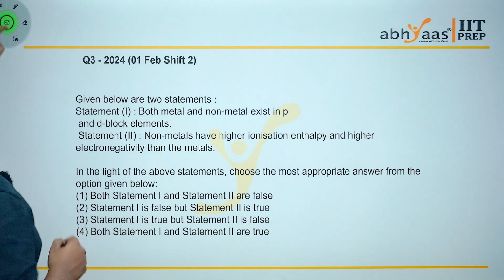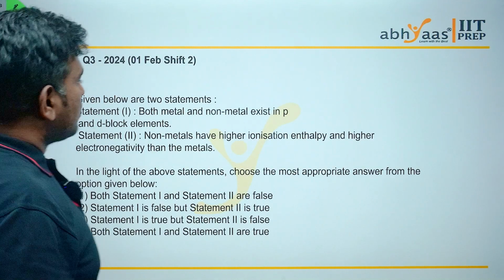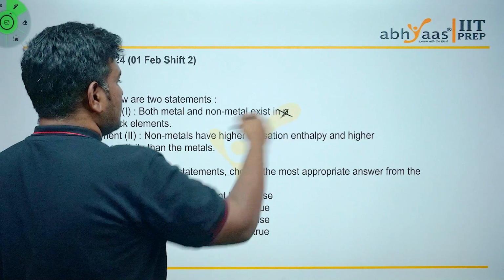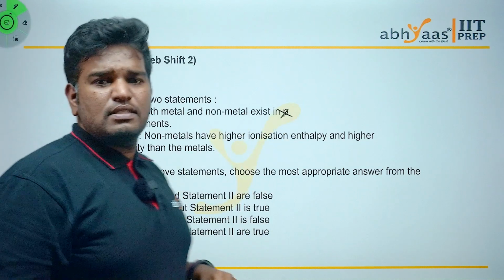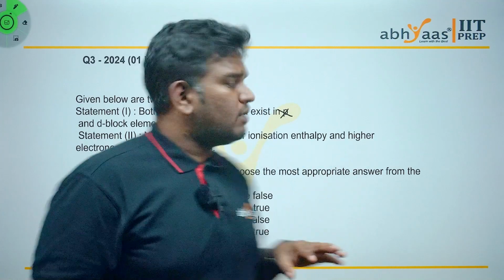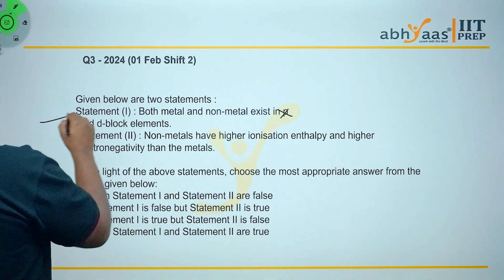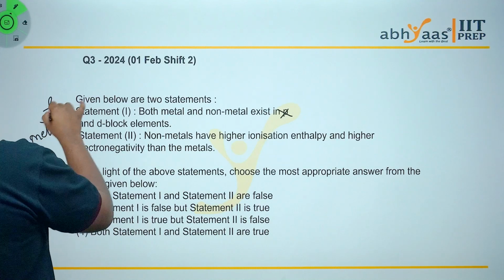Now we will move to the third question. Both metal and non-metal exist in, it's actually D block elements. So you know that in D block elements, there are not both metals and non-metals. It will be only metals. In D block elements, it will be only metals. So it is a false statement.